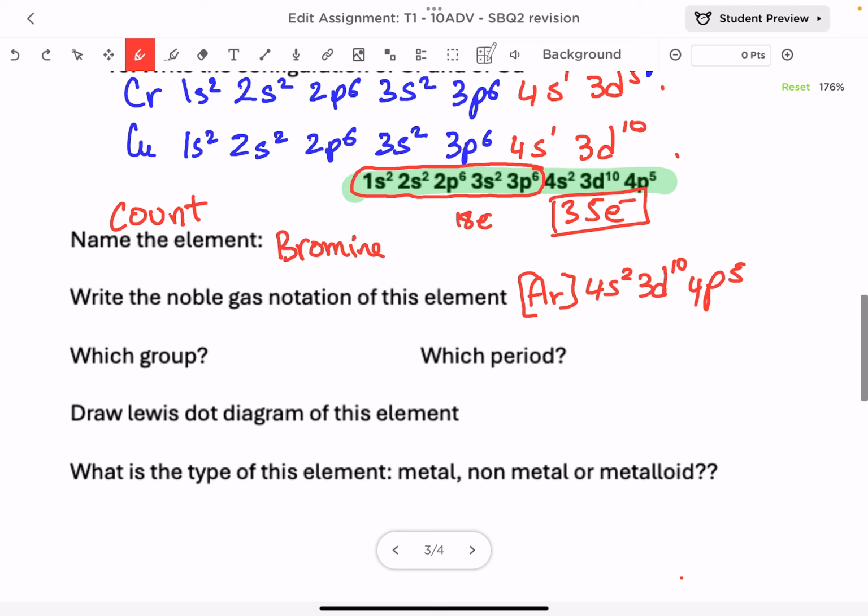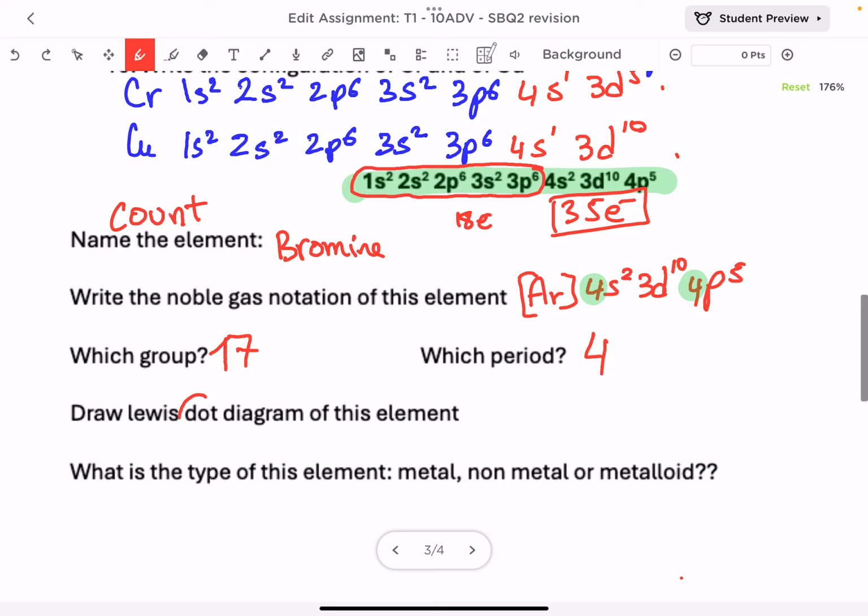Now, which group is the bromine in? When we check the periodic table, it's in group 17. In case they ask about the valence electrons, it has 7 valence electrons. Which period? The highest period reached is 4. In the periodic table, 1, 2, 3, 4th line. And the line in the periodic table is called period.